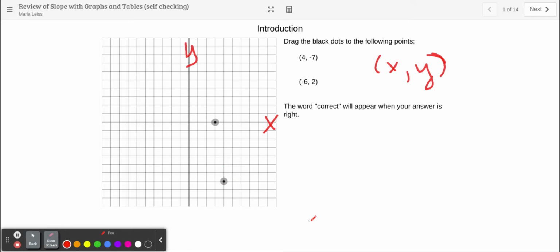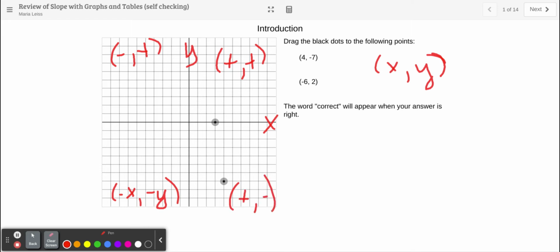I will put this on the graph because a lot of people can get confused easily as well. Ordered pairs that are in the first quadrant consist of a positive value followed by a positive value. Ordered pairs in the second quadrant have a negative x value, positive y value. Ordered pairs in the third quadrant have a negative x and a negative y. And ordered pairs in the fourth quadrant have a positive x but a negative y. If that helps you at all, you might want to jot that down on a piece of paper.